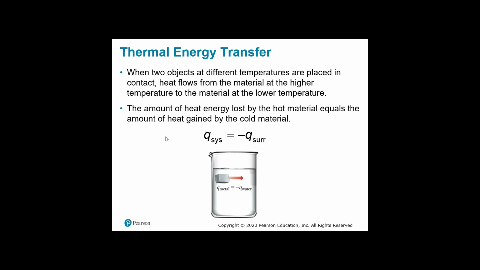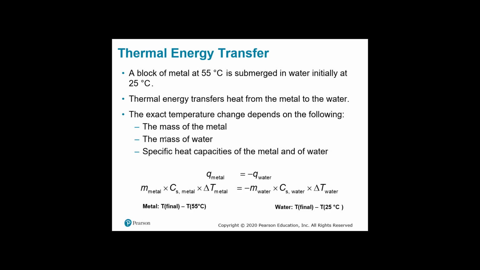Okay, so thermal energy transfer. When two objects at different temperatures are placed in contact, heat flows from the material at a higher temperature to the material at a lower temperature. The amount of heat energy lost by the hot material equals the amount of heat gained by the cold. Remember, energy is not created nor destroyed. So if it's lost from one, it has to be gained by the other, and the negative sign and the positive sign will tell you where it went.